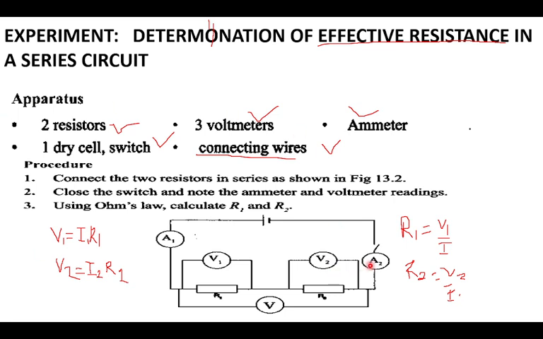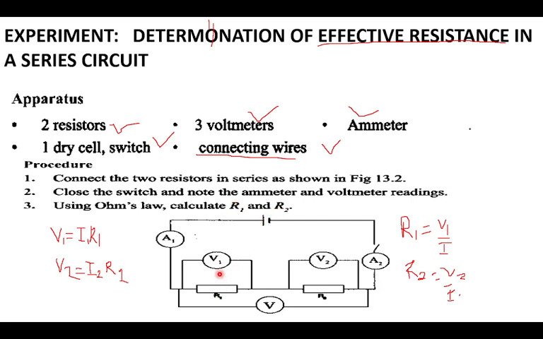So we have 2 ammeters, ammeter A1 and ammeter A2. And we have voltmeter V1 and voltmeter V2, as well as this voltmeter here. So we have 3 voltmeters and the 2 ammeters. Upon closing the switch, look at the readings on the meters. Now, having done that, you are going to use Ohm's law to find resistance R1 and R2.